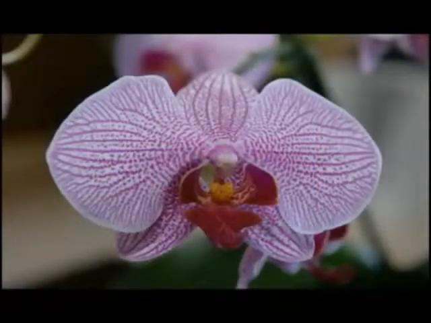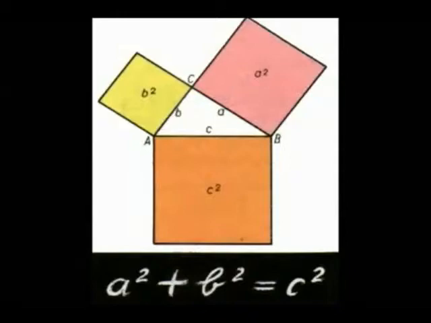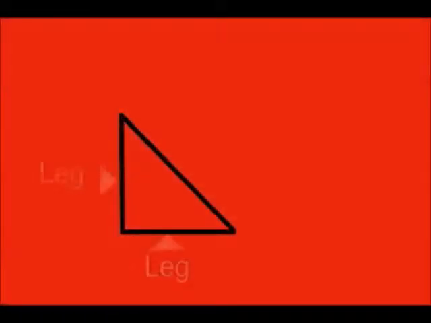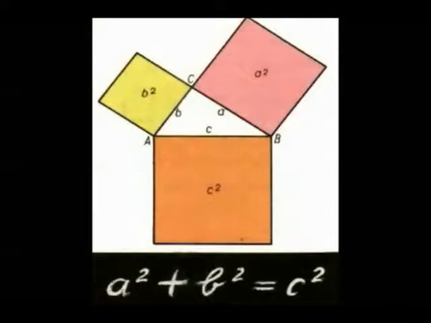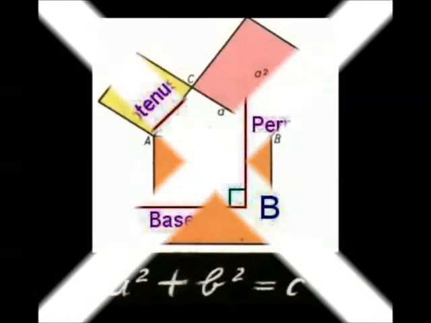They're in nature. 3 different sides. The 2 legs. And the hypotenuse. When he figured out this relationship, things changed.